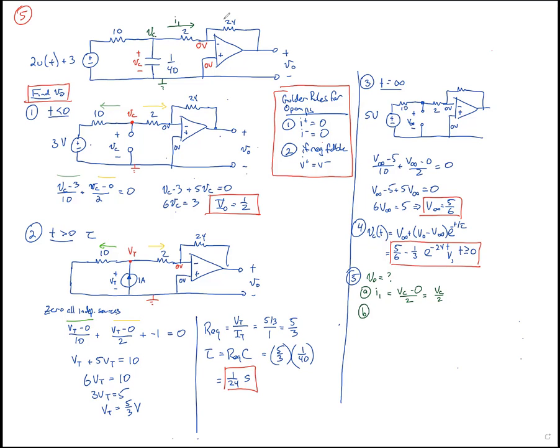Our second step is to say, what is this current, I2? Well, none of I1 can flow into this op-amp. All of it has to flow through the 24 ohm. So that means I2 has got to be the same as I1, which we just said was VC over 2.